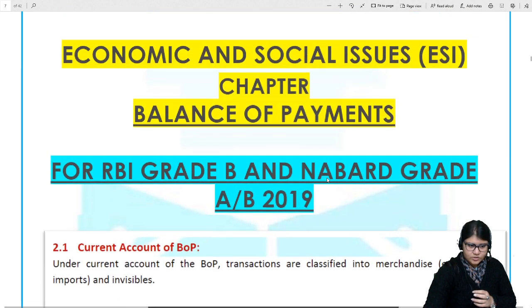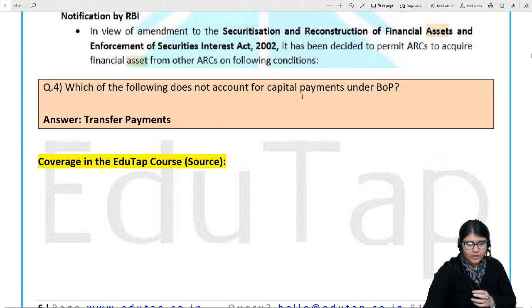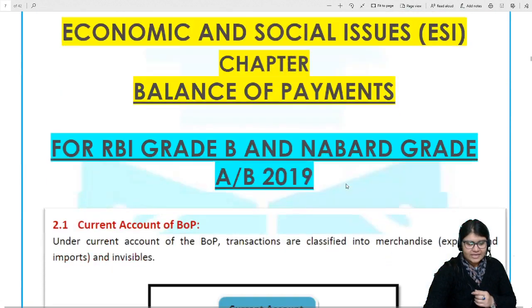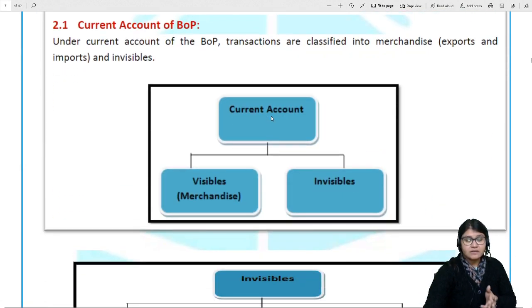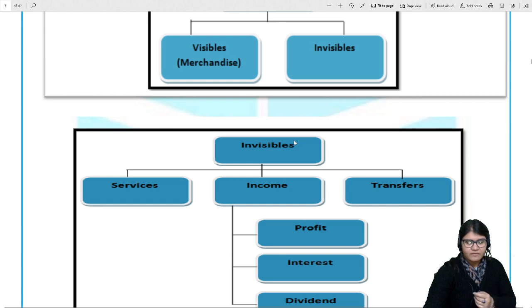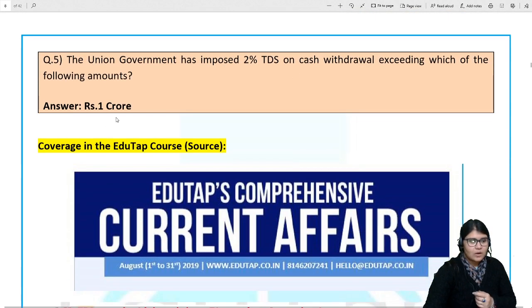So the question says which is not one of the components of capital payment. So obviously if transfer payments comes under current account, then the answer would be very easy. So this is what was covered.